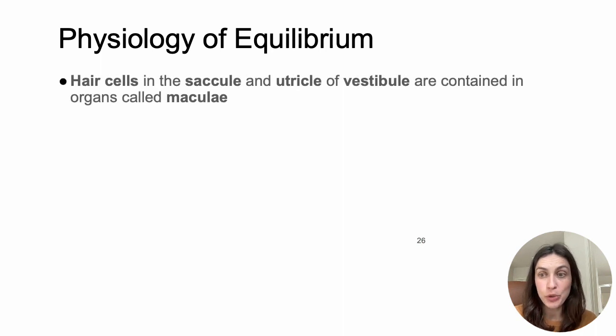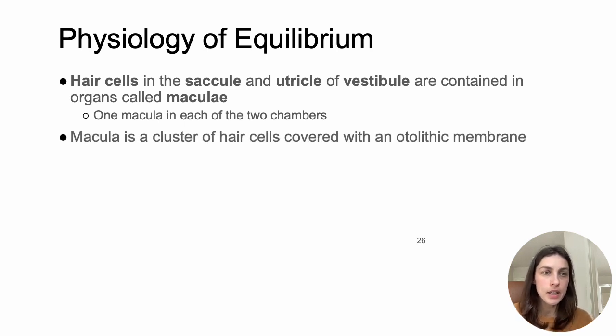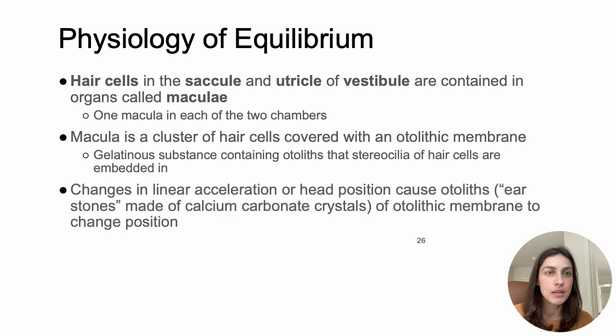Very, very similar to what we have already learned, there are hair cells in the saccule and utricle of the vestibule, and the organs that hold them are called a macula. We have two of them. We already talked about the fact that the hair cells of the macula are covered in otolithic membrane: a gelatinous substance, and then otoliths, actual crystals on top of that, attached to that gelatinous substance.